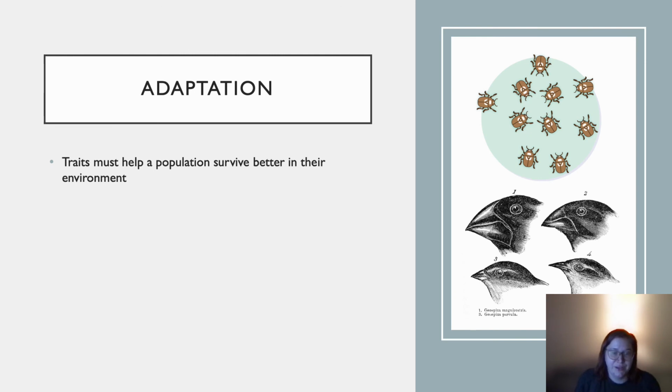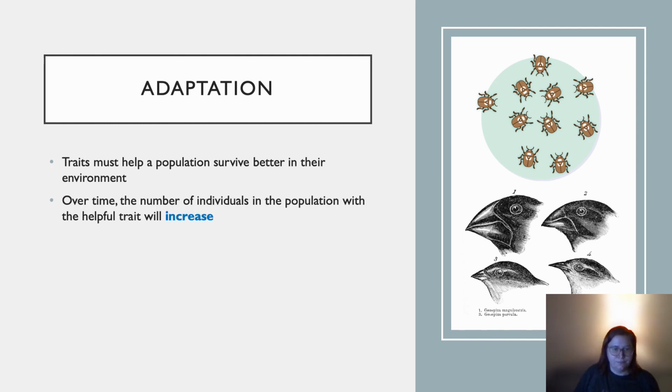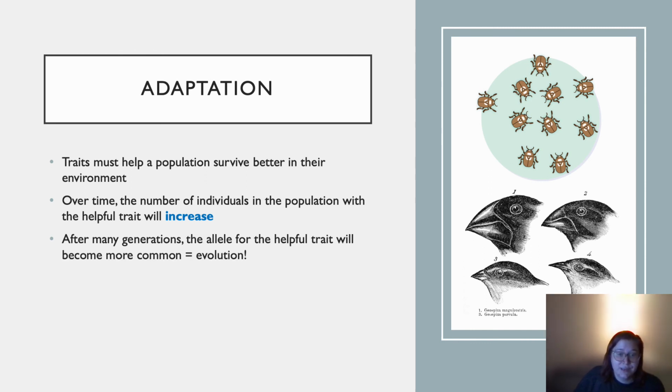The last requirement for natural selection is adaptation. The traits have to help a population survive better in their environments for natural selection to act on them. Over time, the number of individuals in the population with the helpful trait will increase. And after many generations, the allele for the helpful trait will become more common, and this is called evolution. So for example, our brown beetles are left to have more babies, and more of the population is going to be brown. These are the Galapagos finches, which have beaks that are adapted to eat different types of seeds in different environments. So that's it for natural selection.